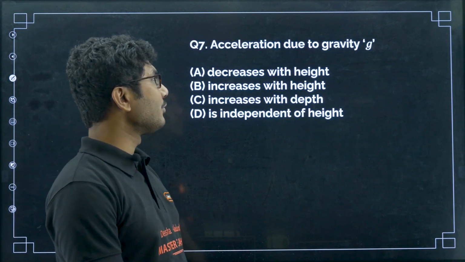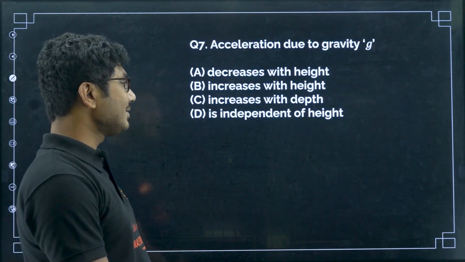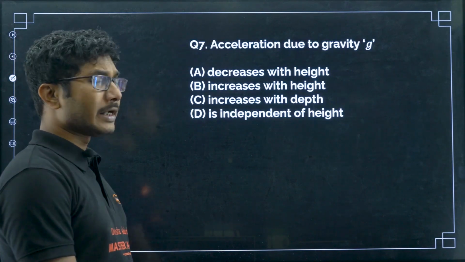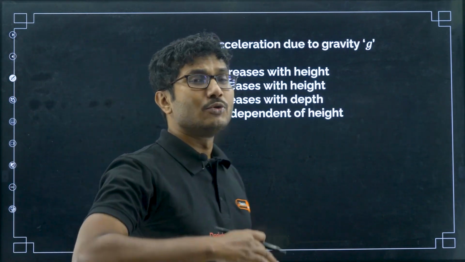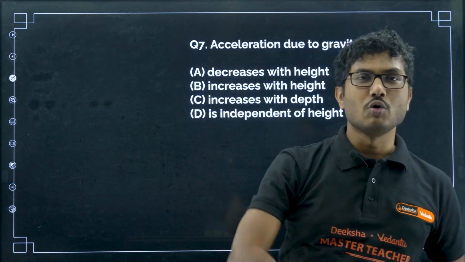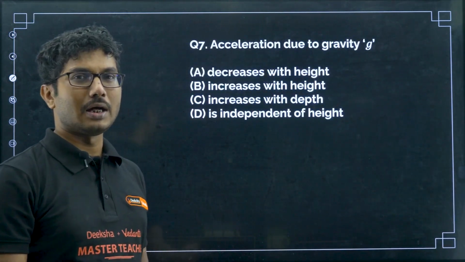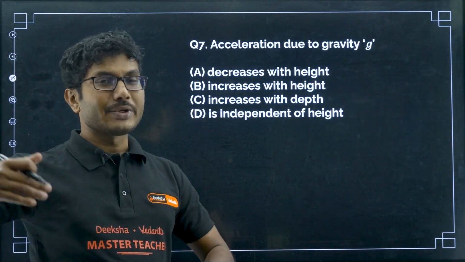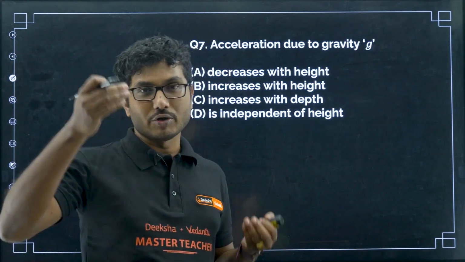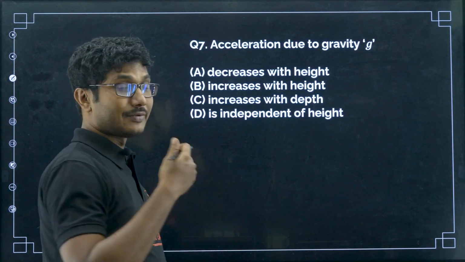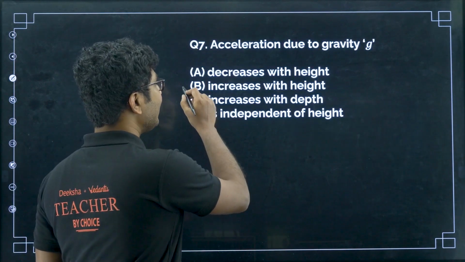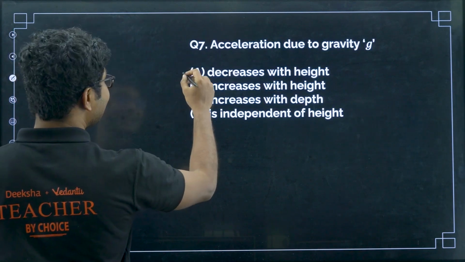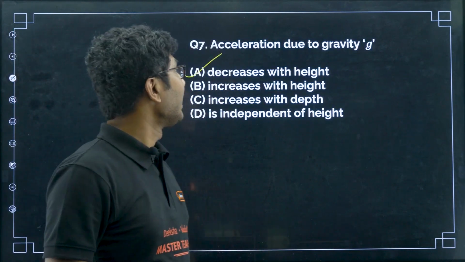Next is acceleration due to gravity g: decreases with height, increases with height, increases with depth, is independent of height. We know that as we move up from the ground, or go down into the depth of the earth, the gravitational acceleration decreases, okay. The rate of decrease is different as you go down or move up. For different cases we have done the derivations as well, but here we can simply say it definitely does not increase; it decreases with height, right. Next question.